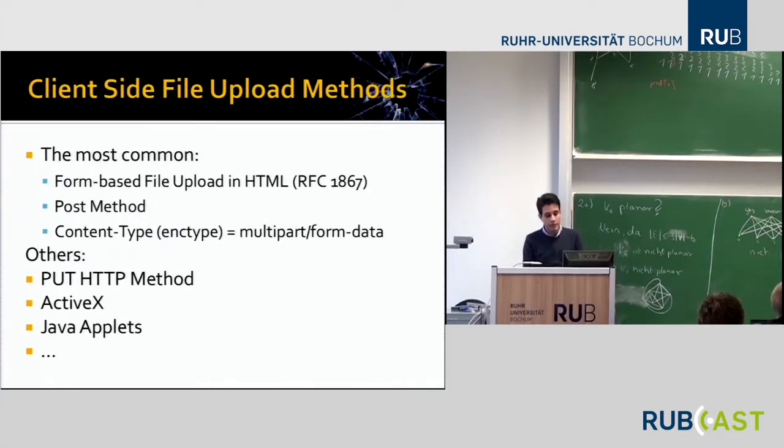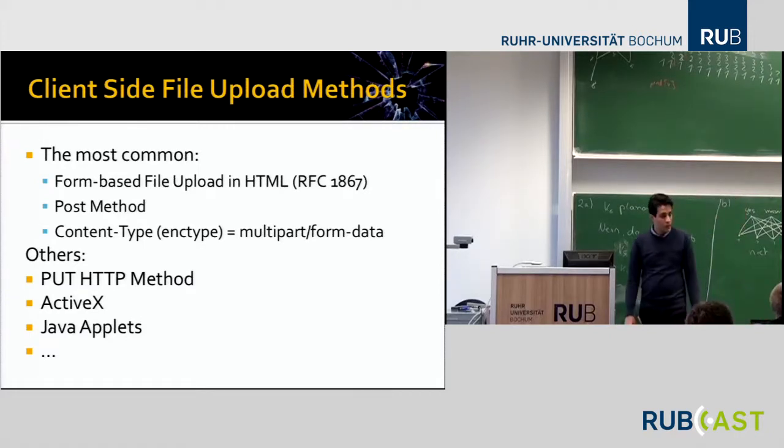Okay, client-side file upload methods. The most common method for clients to upload files is form-based file upload in HTML, which you can read about in detail in RFC 1867. It uses the POST method to send the request, and the content type or encoding type is multipart/form-data. Other methods a client can use to upload files to the server are the PUT HTTP method, ActiveX, Java applets, and customized methods, but they are not really in common use.